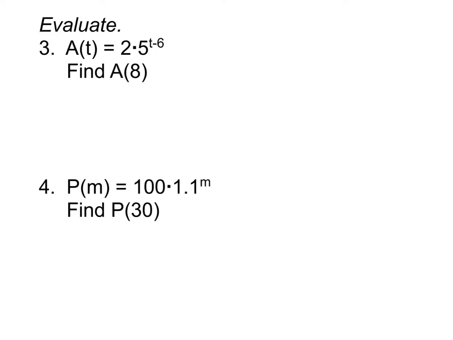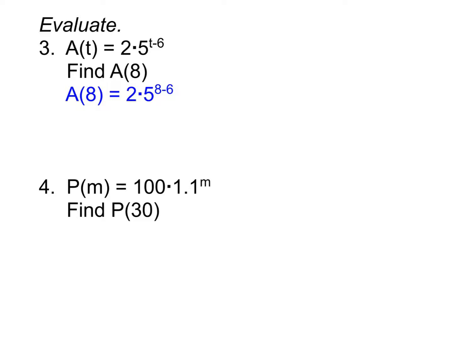Now, as you work this first one, of course, we're plugging 8 in for the variable. In this case, the variable happens to be called t. That's okay. We're still just going to plug the 8 in for t. So our first line, a of 8 equals 2 times 5 to the power of 8 minus 6.